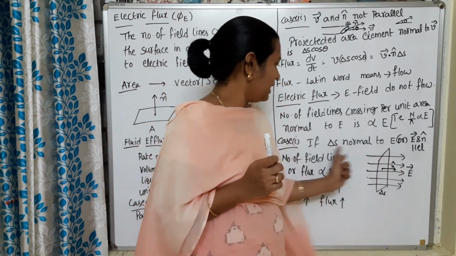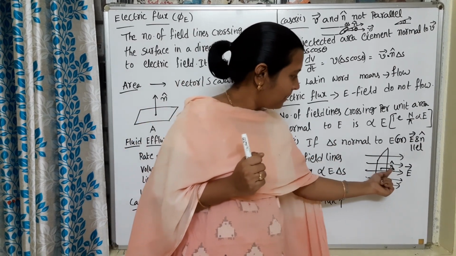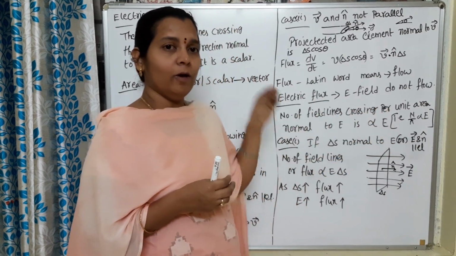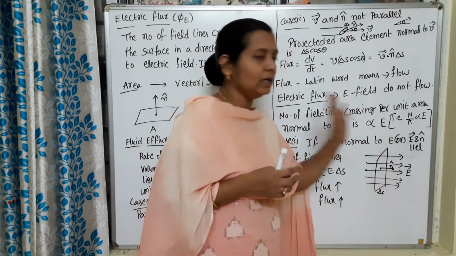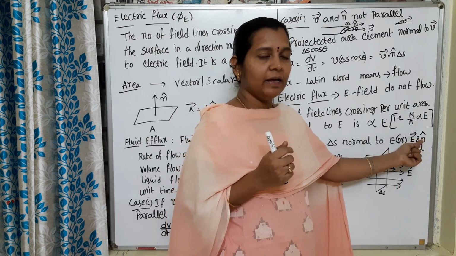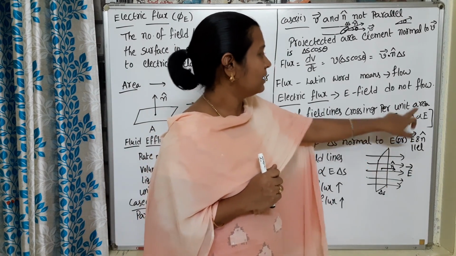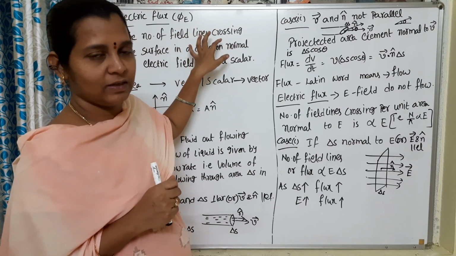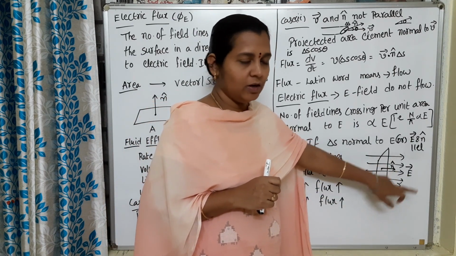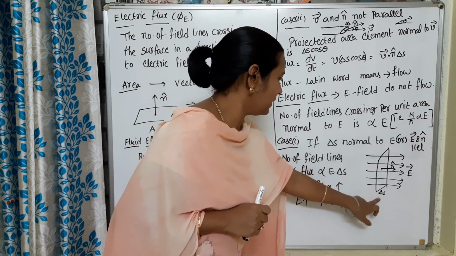So in this case, if delta S is normal to E, it means the normal drawn to the surface element and E bar are both parallel, because delta S is normal and the normal drawn to delta S must be parallel to the electric field. So we can say that E bar and n cap are both parallel to each other. So what is the number of field lines passing through the surface? The flux is defined as the number of field lines crossing the surface, and that surface must be perpendicular. Yes, in this first case, delta S is perpendicular to the electric field. So in that case, the flux is E times delta S, where the area element I consider is delta S.